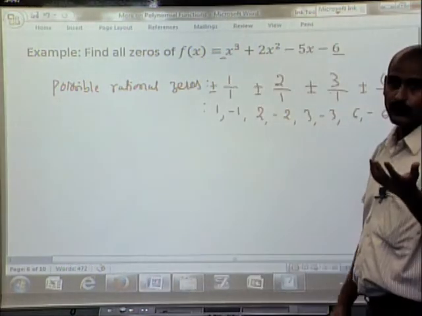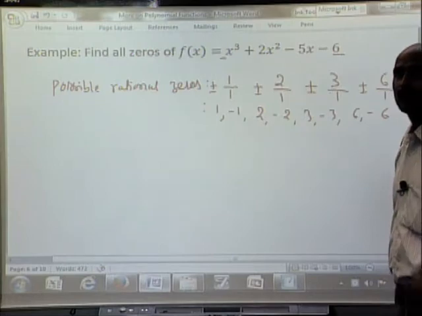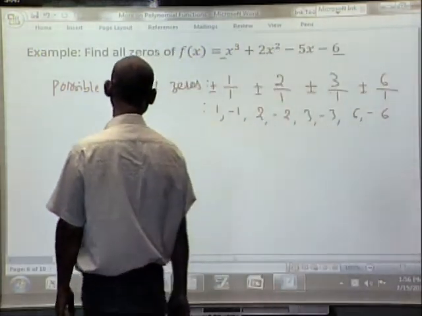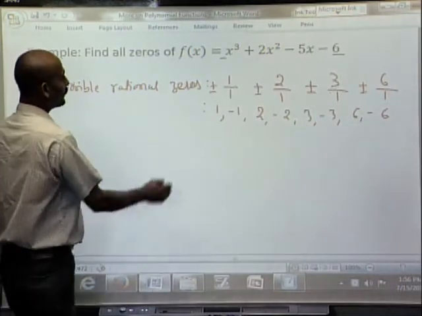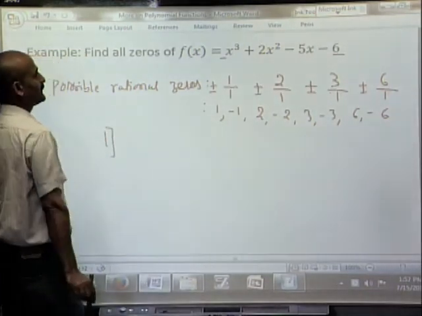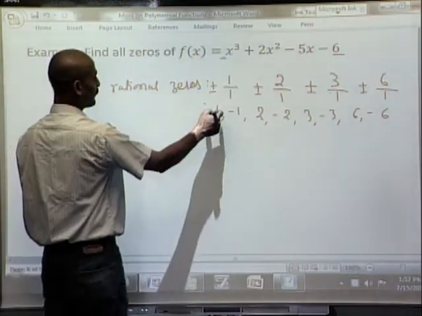Any of them possibly will work. However, we will have to find the one that really works. So in order to do that, what we can do is start from this one. I will take that one and I will do the synthetic division. 1, this number 1 is taken.